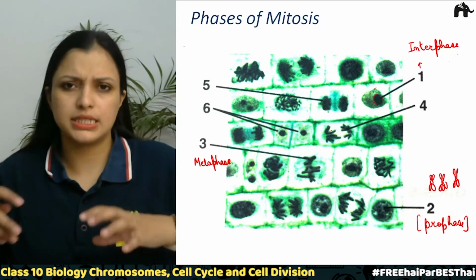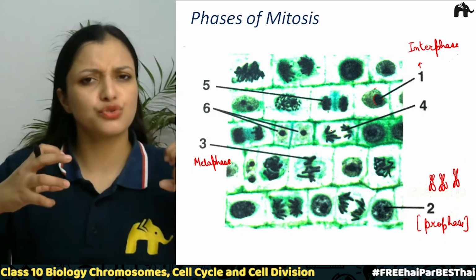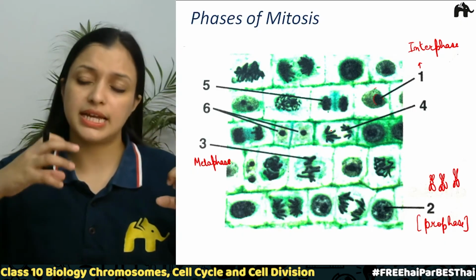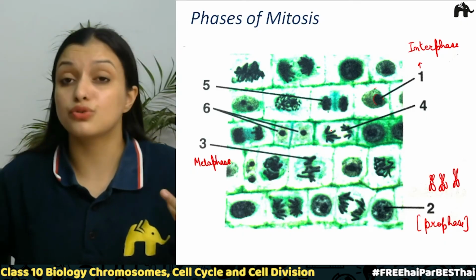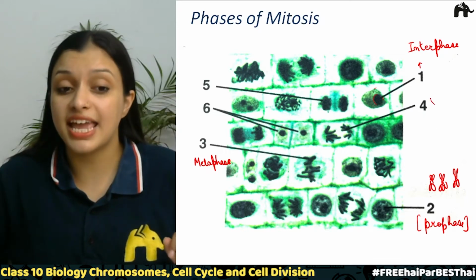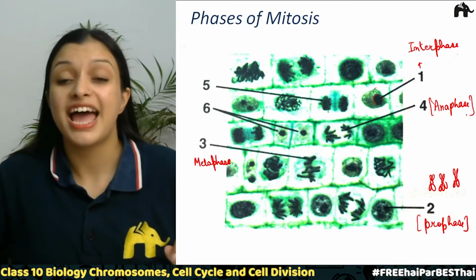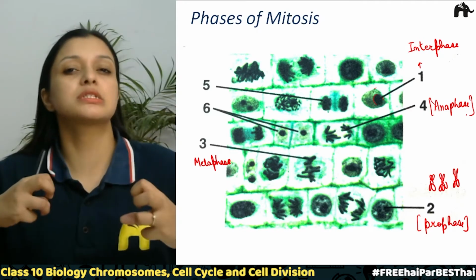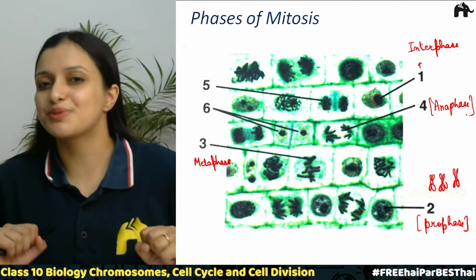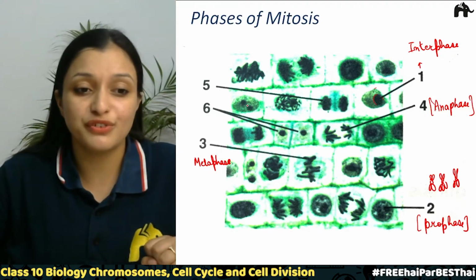Then we'll come to the fourth one. Now we see half the chromosomes are on one side and half of them are on the other side. Which phase is this? This is anaphase, where the spindle fibers have contracted and broken down the sister chromatids and taken them to the opposite poles.